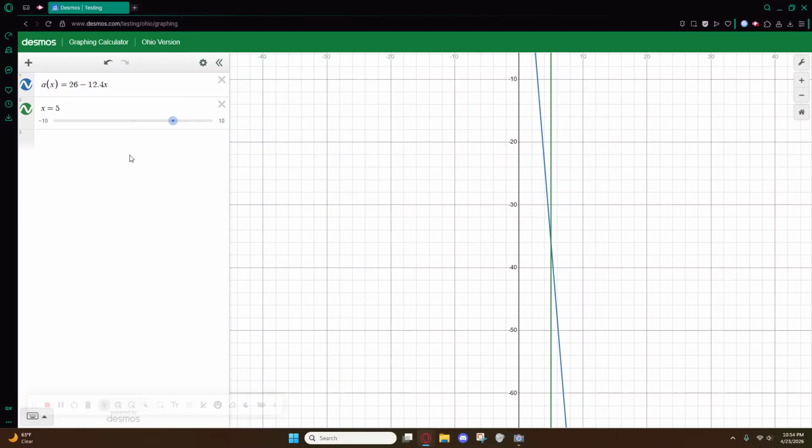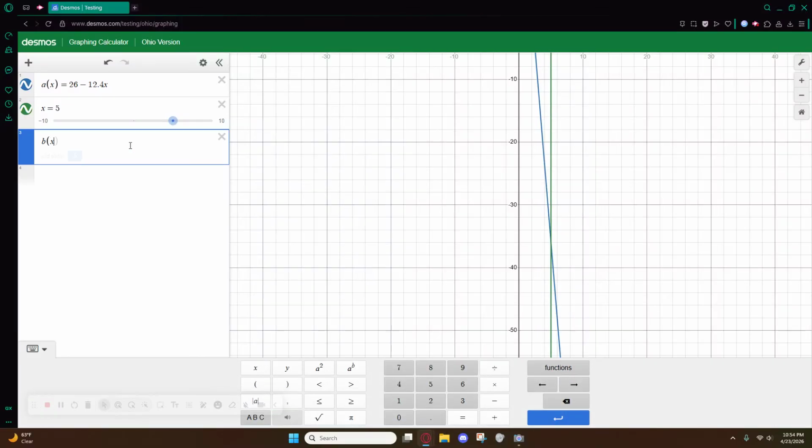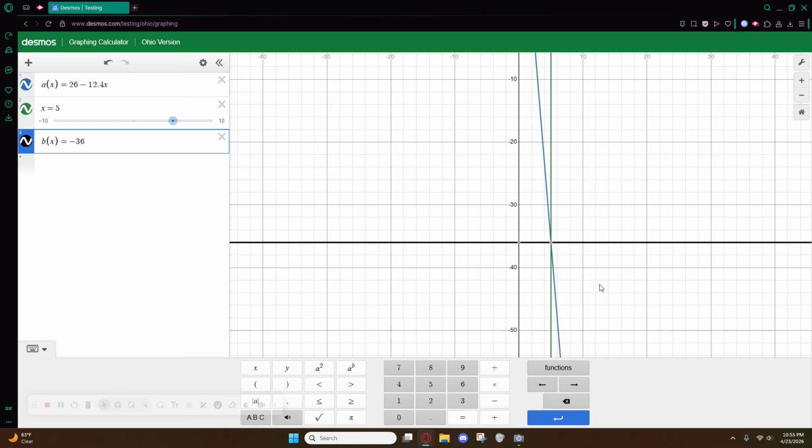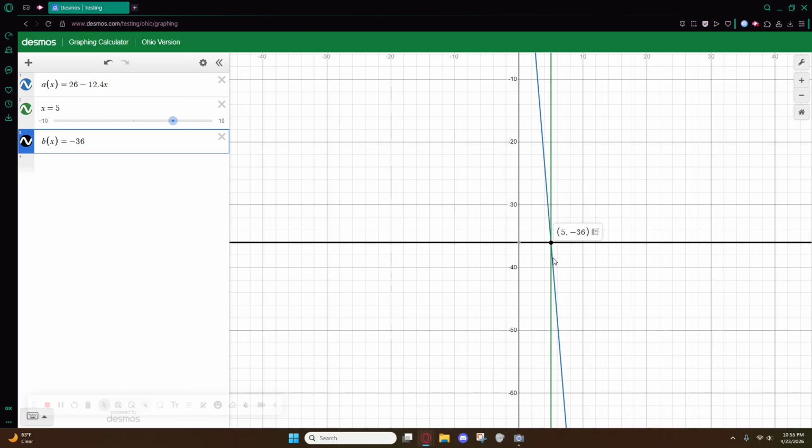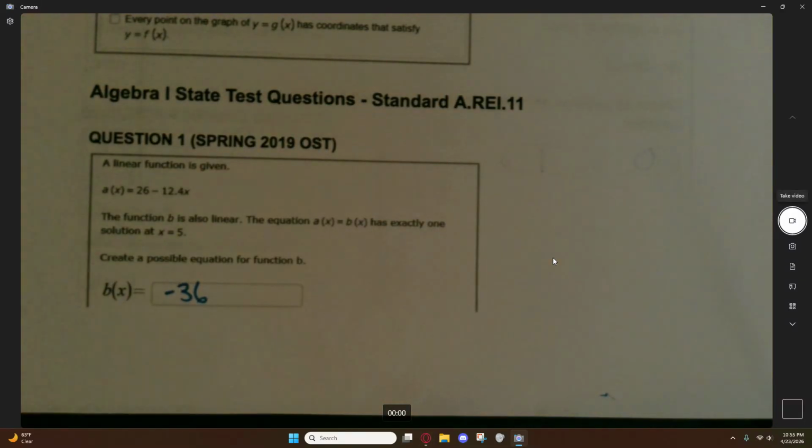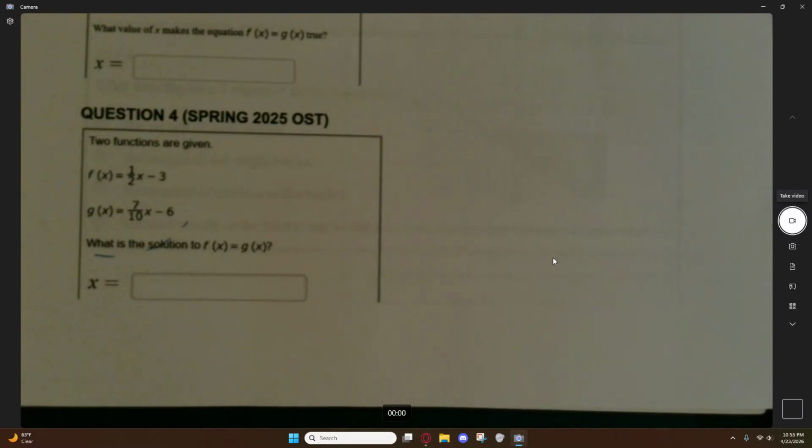However, the easiest way to do this is just to make b of x equal whatever the y value was for the intersection point. So if I know it has to intersect at 5 comma negative 36, I just make b of x equals negative 36. This is a perfectly valid equation, and that just works. Don't overthink it. That's the biggest thing with these tests. Do not overthink.